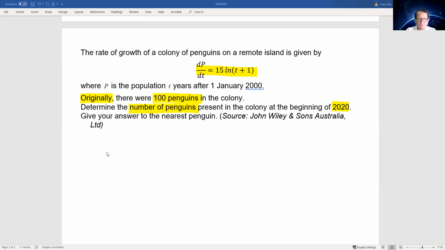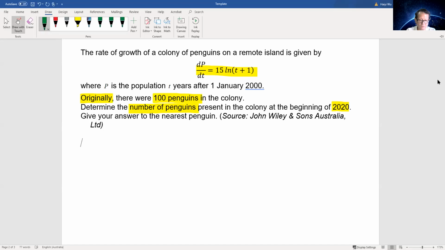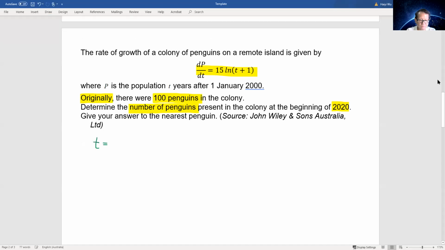Initially there are 1,000 pigeons in the colony. So if I interpret that, the question says initially means when t equals 0, the population P0 is 1,000. That's the initial population. We need to find out the population by 2020, which means 20 years later. So when t is 20, what is the population?